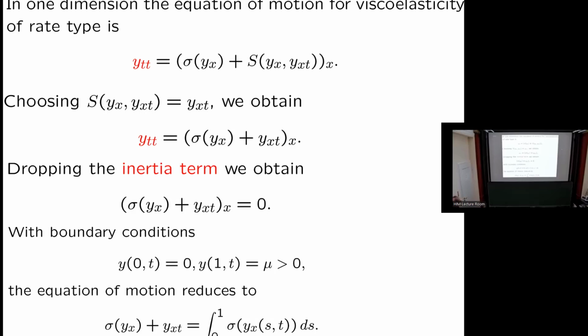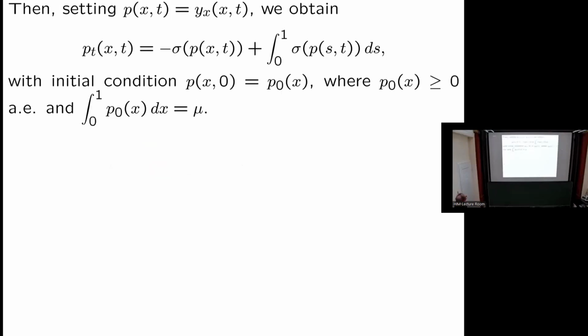So if we have boundary conditions that at 0, y is 0, and at 1, it's equal to mu, then this has got to be something that depends on t, and integrating it, you see that the function of t has to be this integral here, because the integral of y_xt is y_t between the endpoints, and y is constant at the endpoints, so it's 0, okay? So there's the equation. And now I'm going to let P be y_x. Okay, so then you get the equation we had at the beginning.